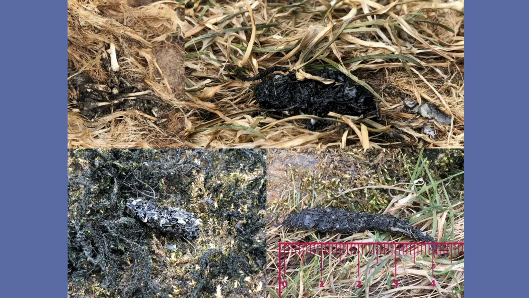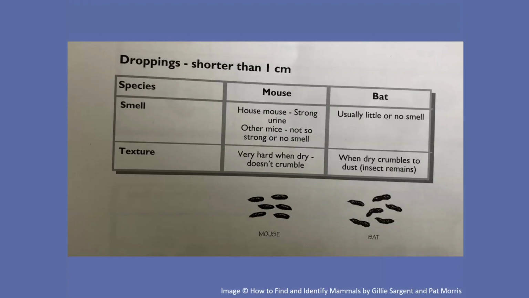You may also be able to make out some of the fish scales from what the otter has been eating as well. When we look at the rodents, we are often looking at much smaller droppings, and often we're thinking about the fear of finding those droppings, particularly in our home environment. One thing that's worth mentioning at this point in time is that you would obviously deal with having mice, also bats, in your house very differently.